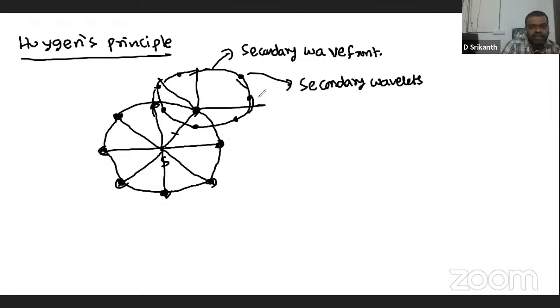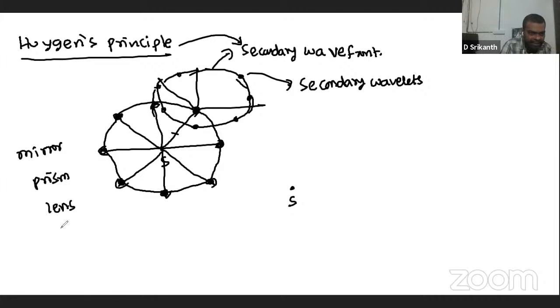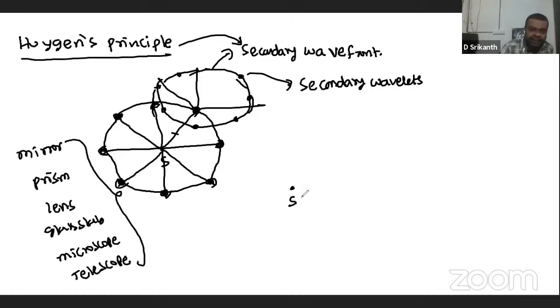Huygens explained about the secondary wavefront. Whenever light rays are incident on any optical object, either a mirror or prism or lens, or glass slab, or microscope, telescope, any optical object, each light ray will act as a secondary source, which causes the formation of the secondary wavefront. Now here we have a secondary wavefront.